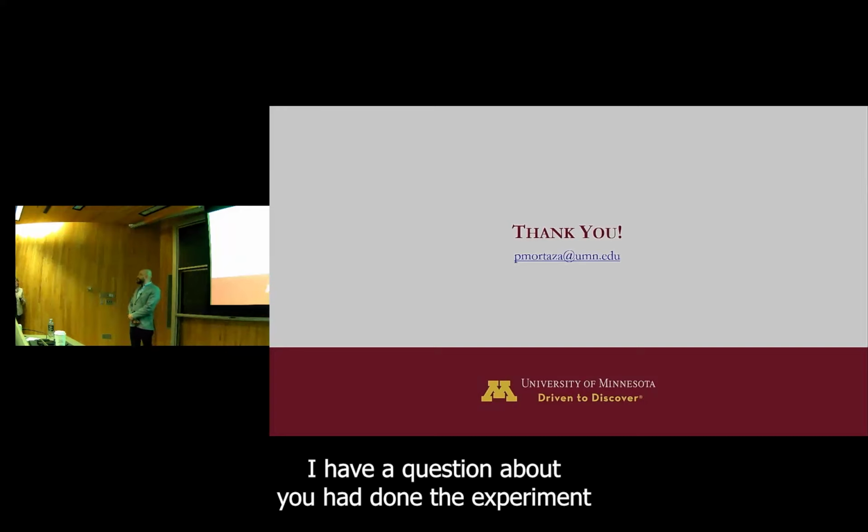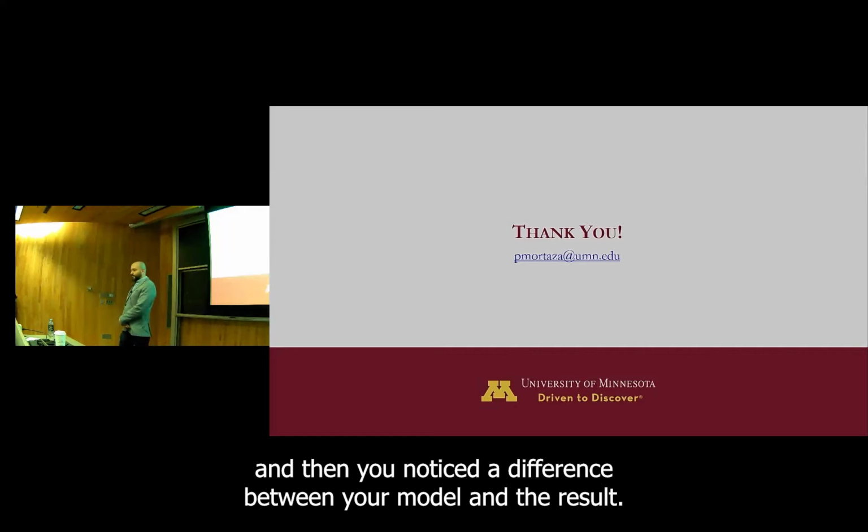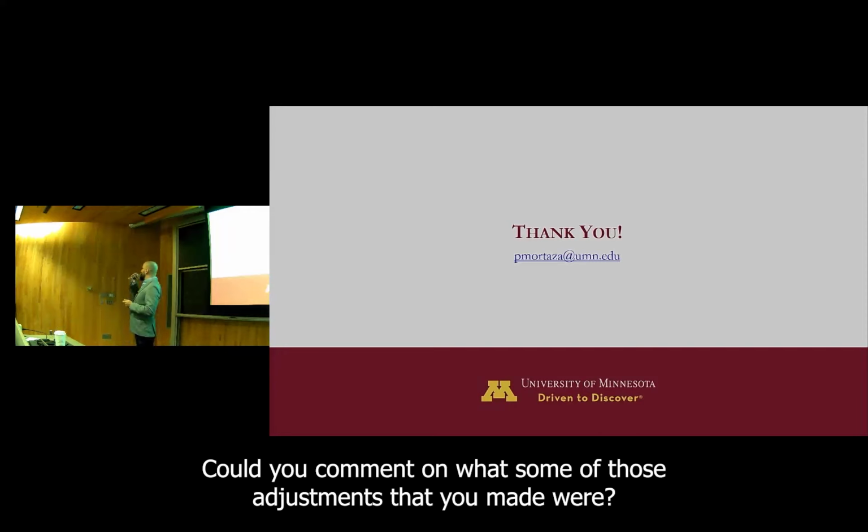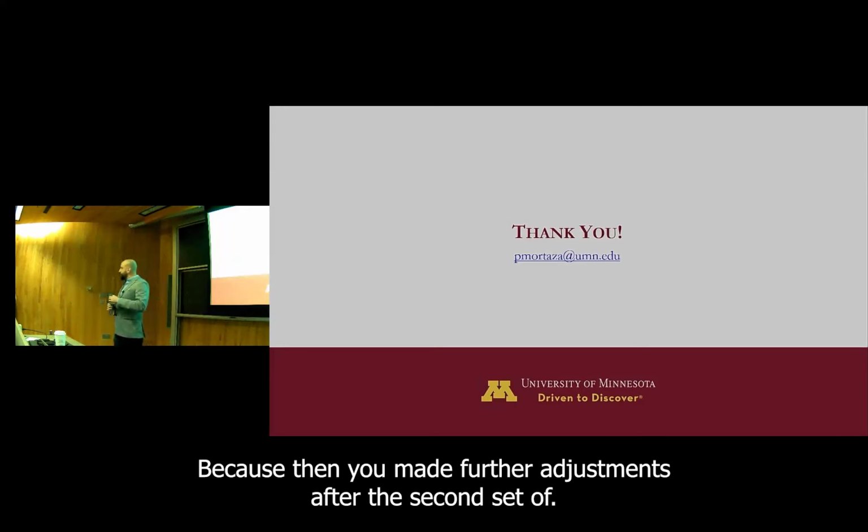I have a question about, you had done the experiments and then you noticed a difference between your model and the result. So you recalibrated or made modifications to your numerical model. Could you comment on what some of those adjustments that you made were? Because then you made further adjustments after your second set of data.